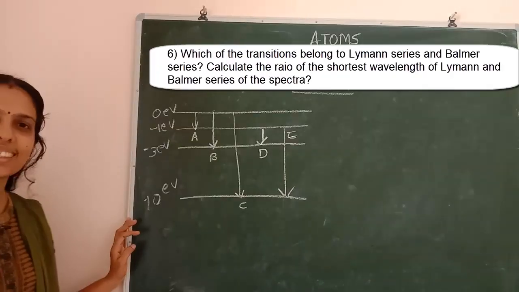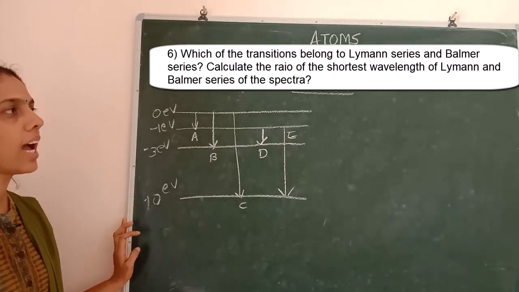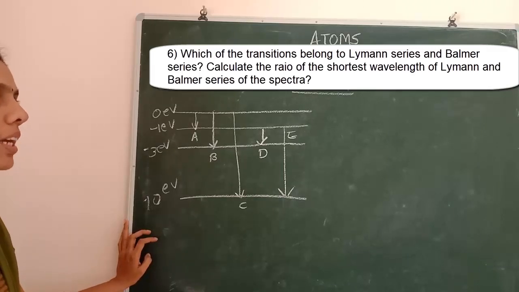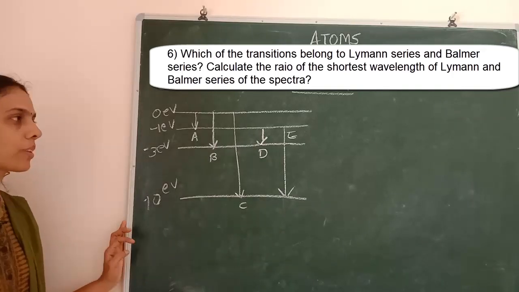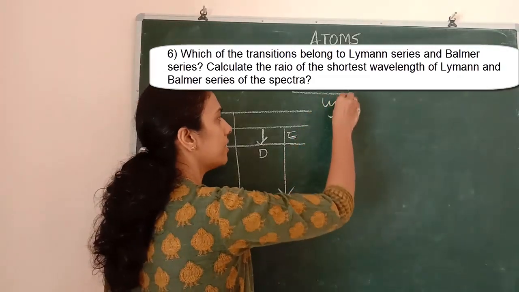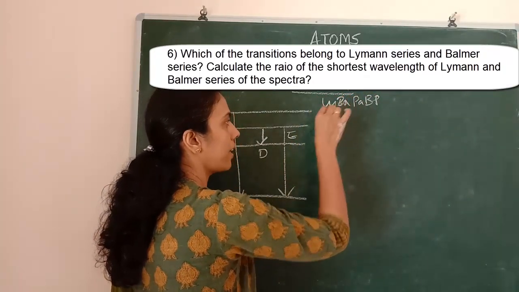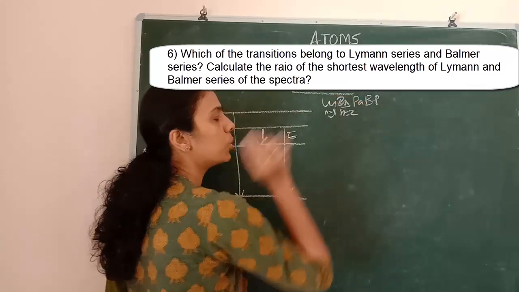Okay. Next is, which transitions belong to the Lyman and Balmer series? Calculate the ratio of the shortest wavelength of the Lyman and Balmer series spectra. So we should find out which one belongs to the Lyman series. See, n is equal to 1, that is the Lyman series. Balmer means n is equal to 2.